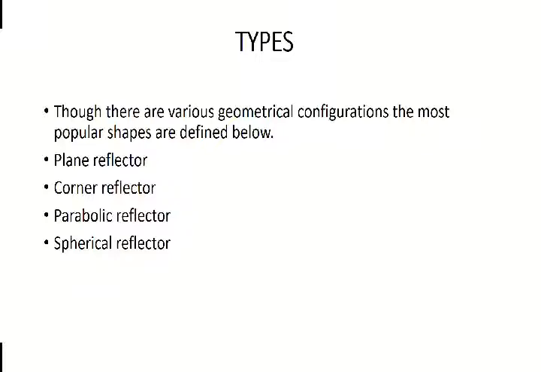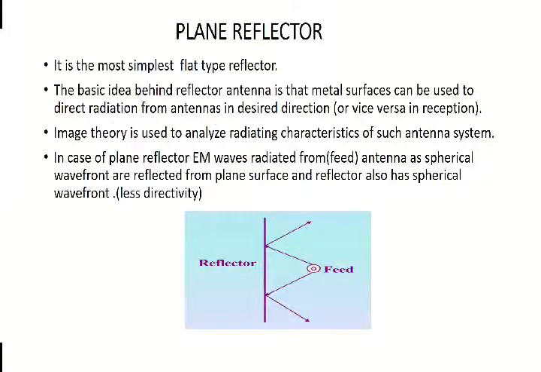Now we will see the types of the reflector antenna. Though there are various geometrical configurations, the most popular shapes are plane reflector, corner reflector, parabolic reflector and the spherical reflector. First we will discuss the plane reflector. It is the simplest flat type reflector, and the basic idea behind the reflector antenna is that metal surfaces can be used to direct the radiation from the antenna in a desired direction if it is for transmission purposes, and vice versa for reception.